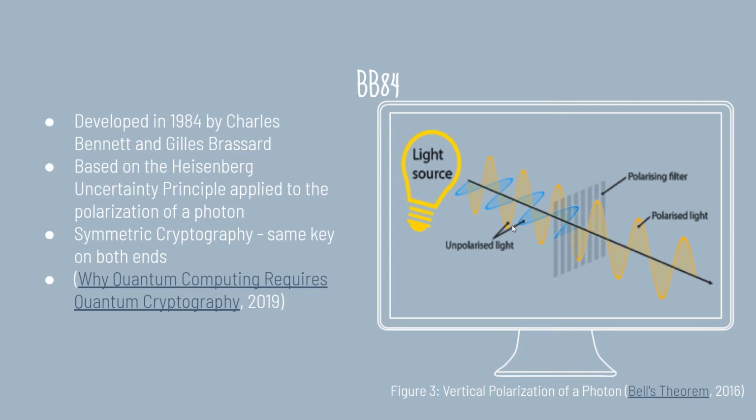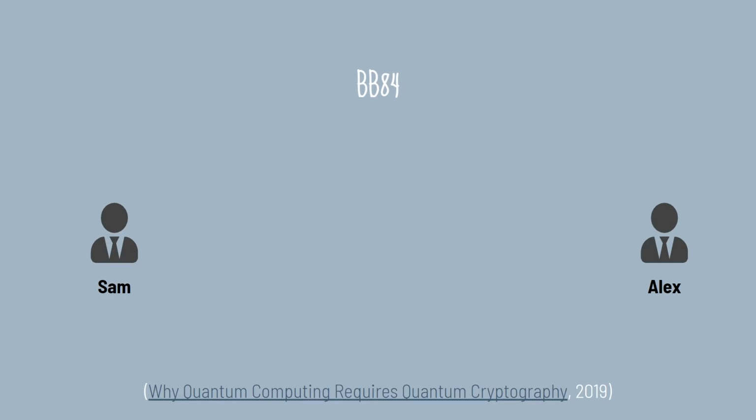The first quantum key distribution protocol we examine is BB84, which applies this concept in a symmetric encryption scheme, which means they have the same key on both ends. Let's see how this works in greater detail.